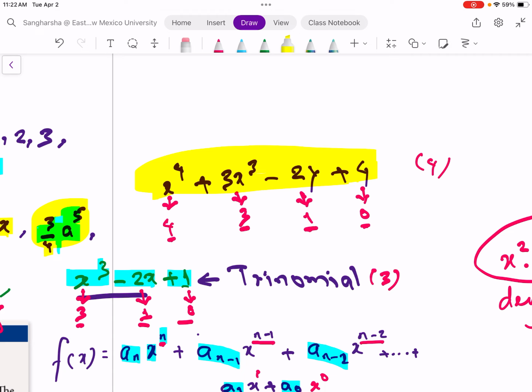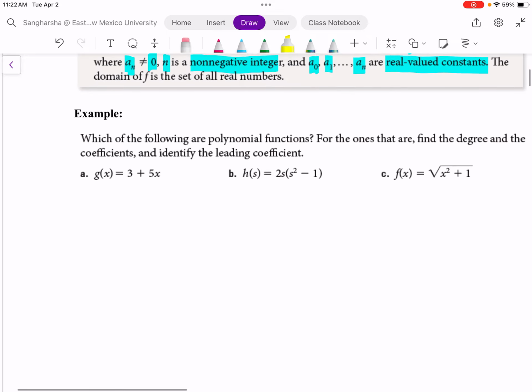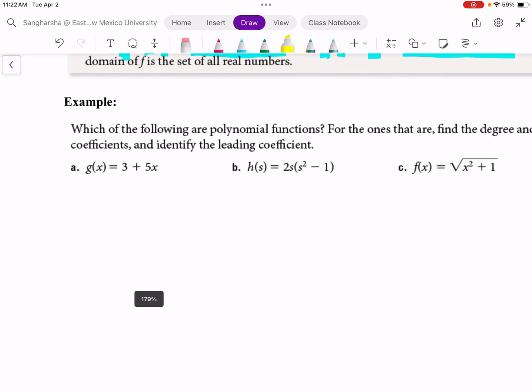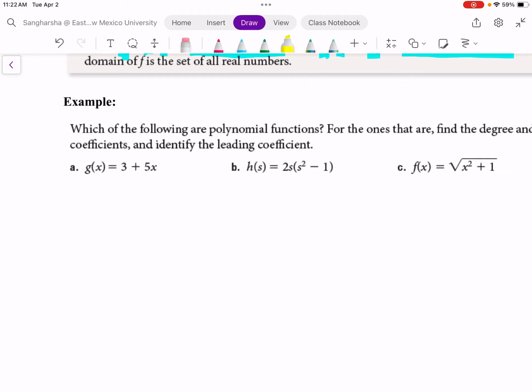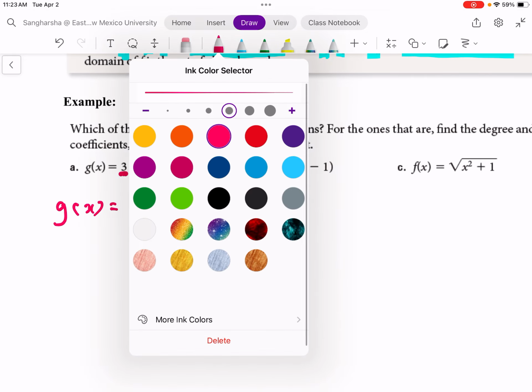Okay, now let's go to this example. So we have this polynomial function, g of x equals 3 plus 5x. At first, let's write it in standard form. Writing in standard form means we write each term in descending order of the exponent of the variable. Our variable is x, right? Our input is x. The constant has an exponent of 0, and 5x has an exponent of 1, right? So let's write 5x plus 3. These two are the same thing, so do not get confused. We are just writing in standard form.